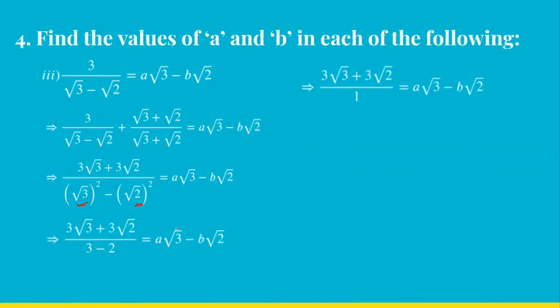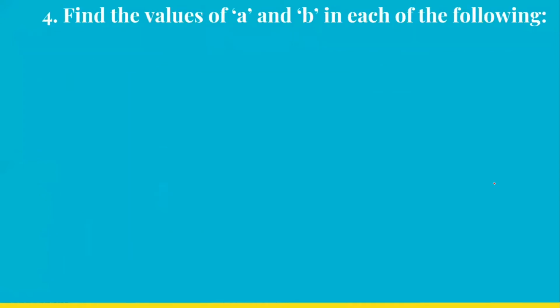We have to get it in the form of a root 3 minus b root 2. Now here it is 3 root 3 plus 3 root 2, right? But here it is a root 3 minus b root 2. So how do I get this minus sign? Here this is going to be 3 root 3 minus of minus 3 root 2, only then it comes. So when I now compare these two terms, I get the value of b as minus 3. Getting it? So this is how we get the value of b as minus 3.